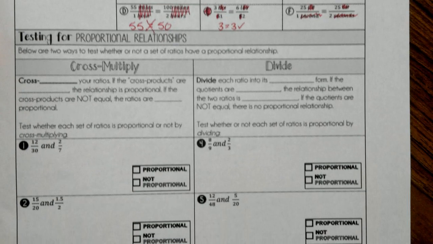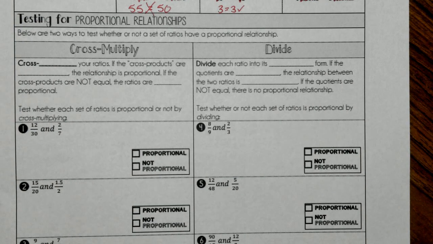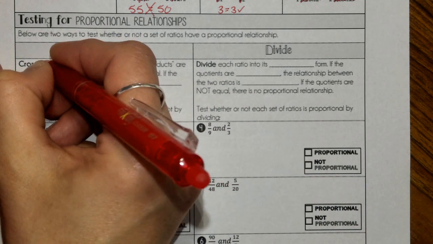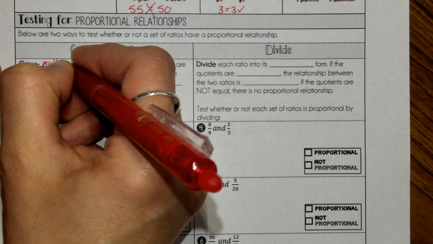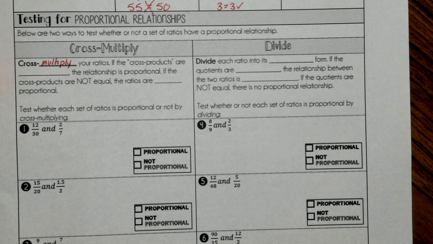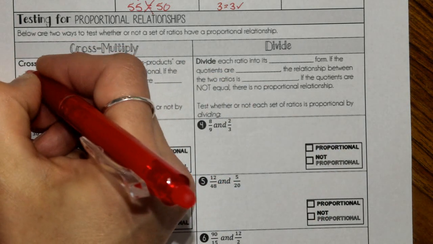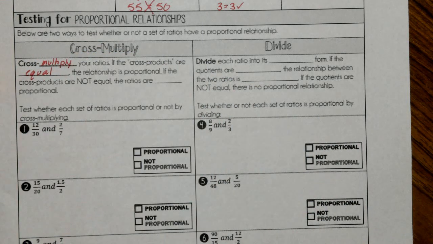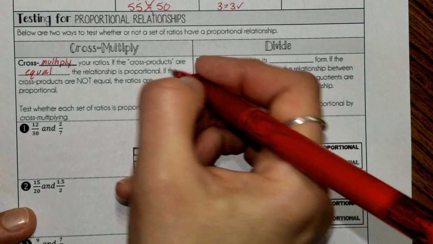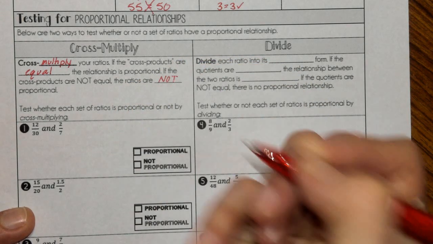How do you test to see if two ratios are equal other than what we just did? There's a much simpler way rather than having to figure out, simplifying, etc. One way that you can do this is you can cross multiply. I know that these notes are kind of blurry. You're going to cross multiply your ratios. If the cross products come out to be equal, then the relationship is proportional. If the cross products are not equal, then the ratios are not proportional.